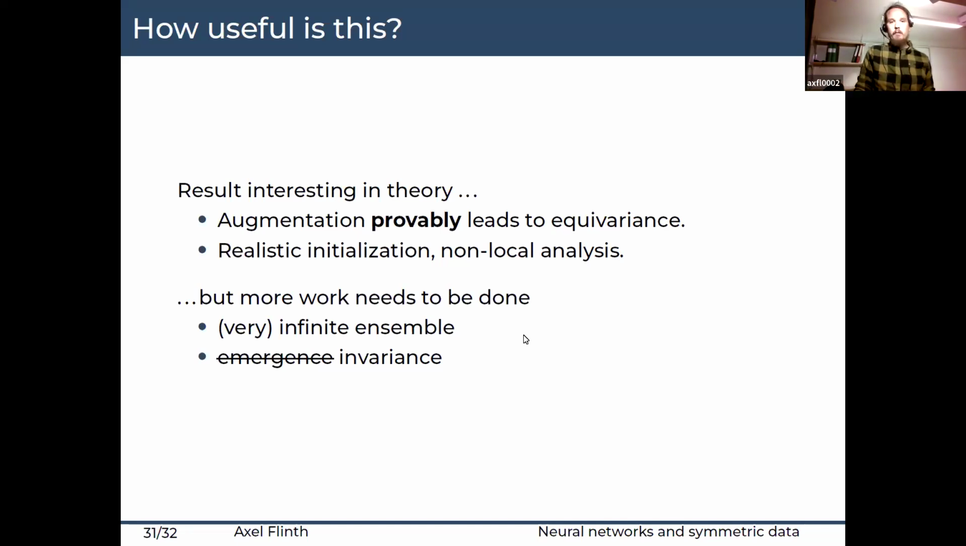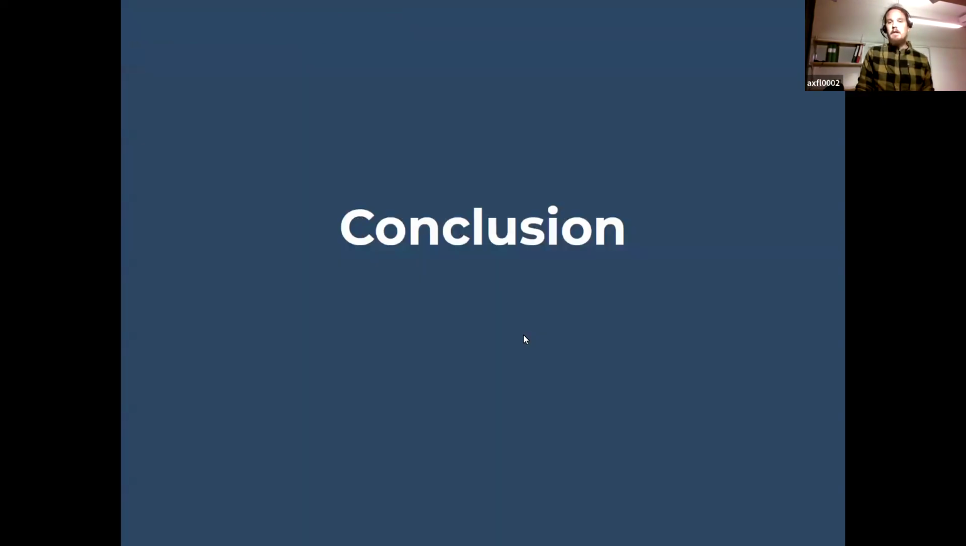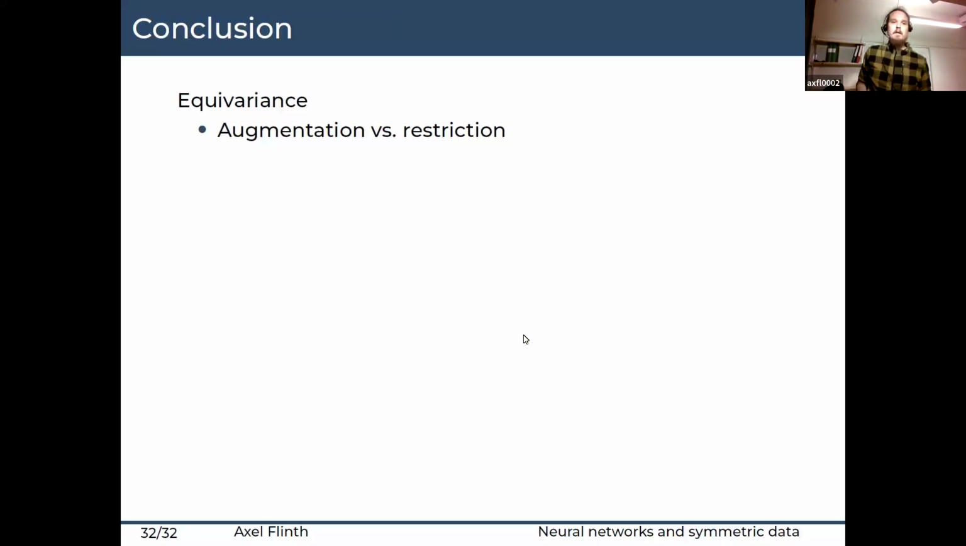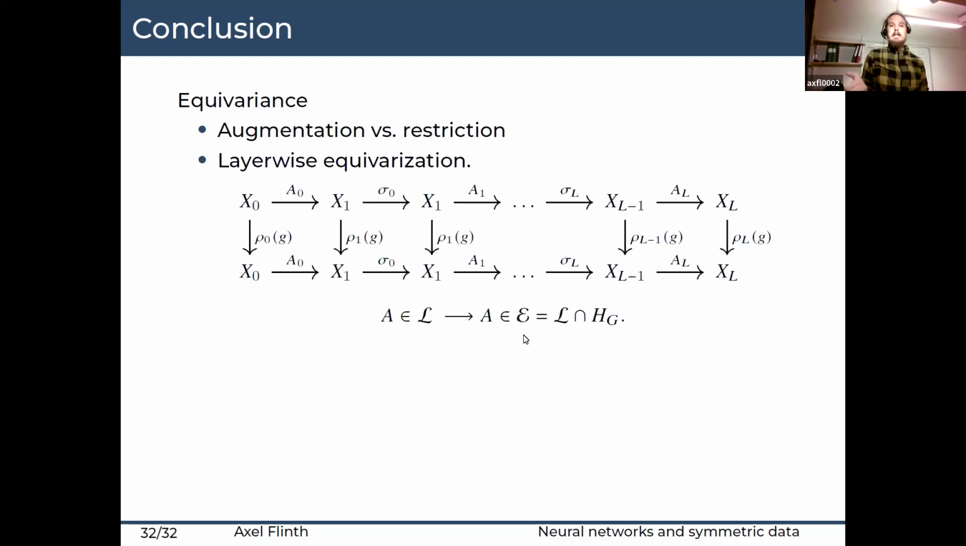We are coming to the end of the presentation. So let's conclude. I've talked about symmetries in data and symmetries of neural networks today, and there are these two strategies that one could use. One can either augment the data or one could restrict the weights. In particular, there is this canonical way to make a neural network equivariant by confining the weights to lie in the set of linear maps that commute with some representations on the inner layers that I prescribed.